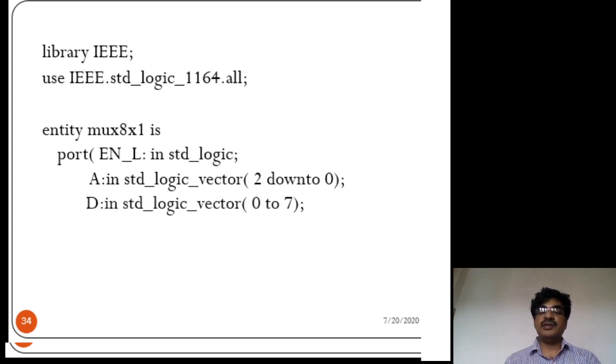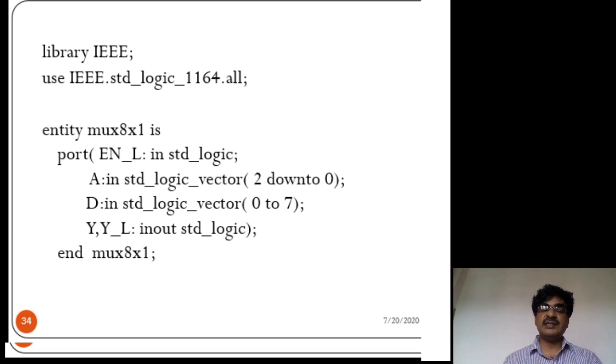Then the data input D, I declared it as an array of 8 locations, D of 0 to D of 7. Okay, and outputs Y, YL. I am using the mode inout here. Okay, instead of out I am using inout. Why? Because initially I am assigning values to Y, then from Y I am passing that value to YL. That's why I am using inout. Okay, that is the end of this entity declaration. Okay, are you clear? So in the entity declaration, you have to show all the inputs and outputs.